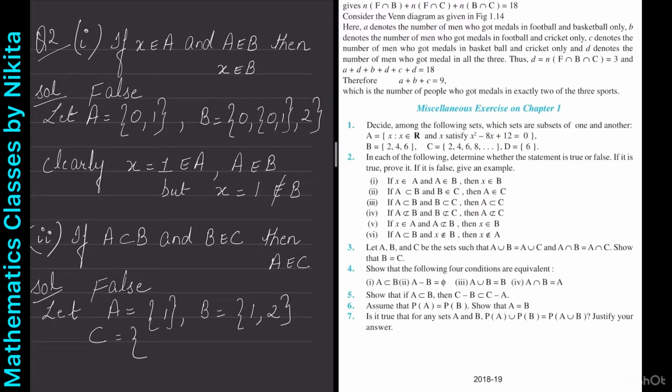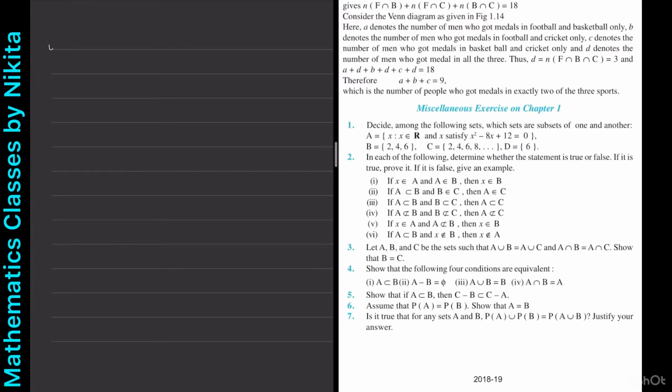Now C, in such a way that B belongs to C. So therefore C के अंदर पहले ये सेट तो होना ही चाहिए. But I don't want A in C. A मतलब singleton 1 as a set should not be there in C. So I can just put the number 1. So here you can see that A is a subset of B, B belongs to C, but A does not belong to C.